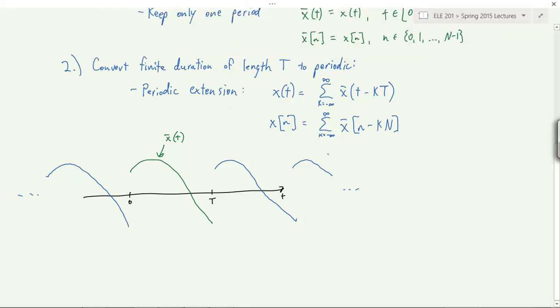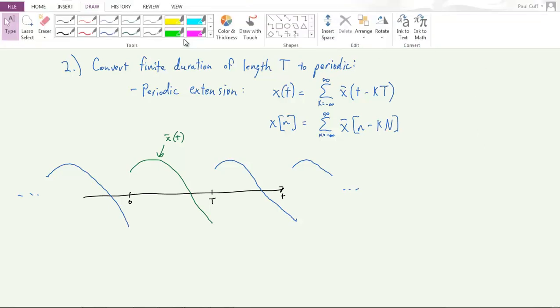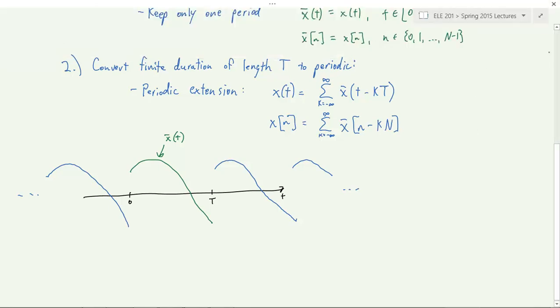Just to see how the math matches up, you see that for k equals 0, it's the green one. For k equals 1, you get this copy here. K equals 2, you get this copy here. K equals -1 is this copy here. Add them all together, you get the periodic extension. Okay, so this is periodic and consistent with x bar. So this sort of equivalence is going to be useful to think about, especially when we want to understand the DFT.